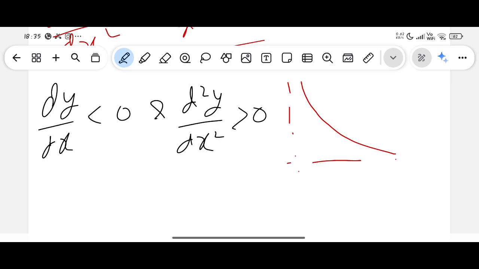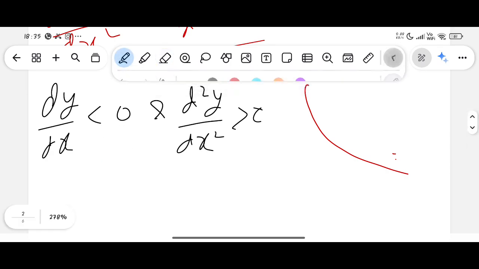Here you can see that the function is decreasing, 1 by x, minus 1 by x square, and it will be minus 2. Yes, right. So as you can see here, let me write it properly. So this will be the curvature when dy/dx is less than 0 and d2y/dx2 is greater than 0.